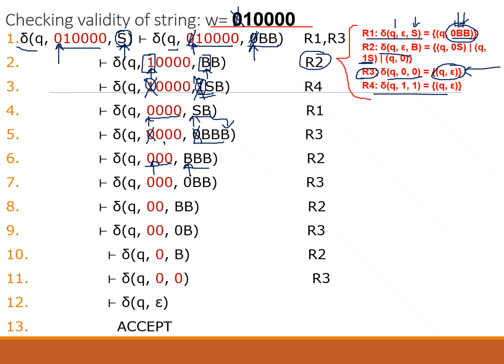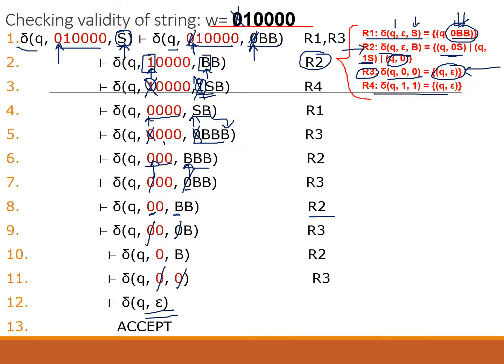Again, 0 and B will be processed according to the second rule. And since we have 0, we'll expand it using a normal 0 this time. So it will be 0. We remove these two ahead. Next, again, we have 0B. Again, applying rule number 2, we will be removing this 0 0. Again, this is replaced by 0.